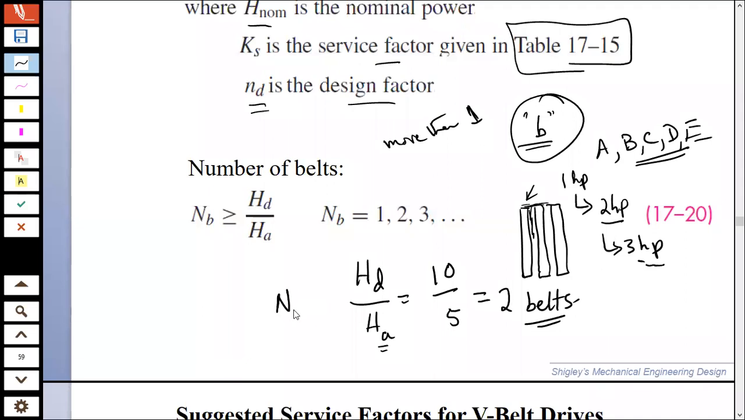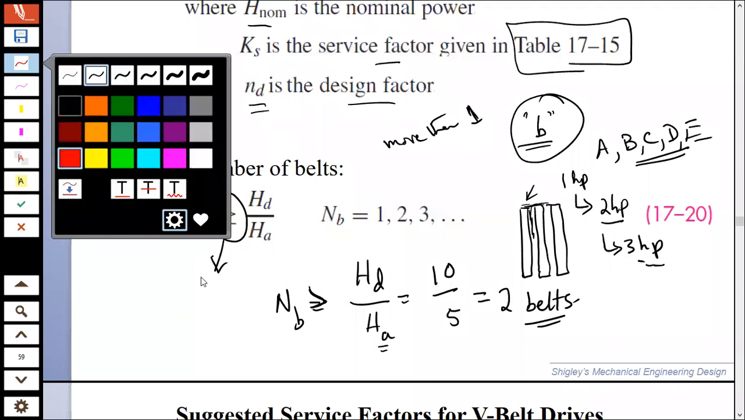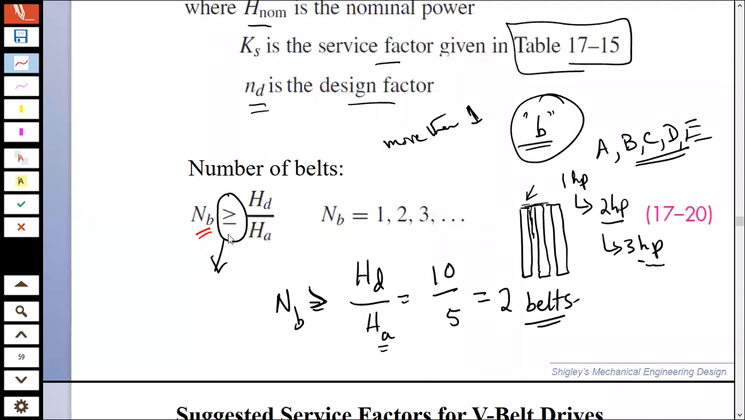Generally, not so. This will be the number of belts, and over here, if you look over here, it says that number of belts should be greater than or equal to NB, HD over HA. Now, why greater than?